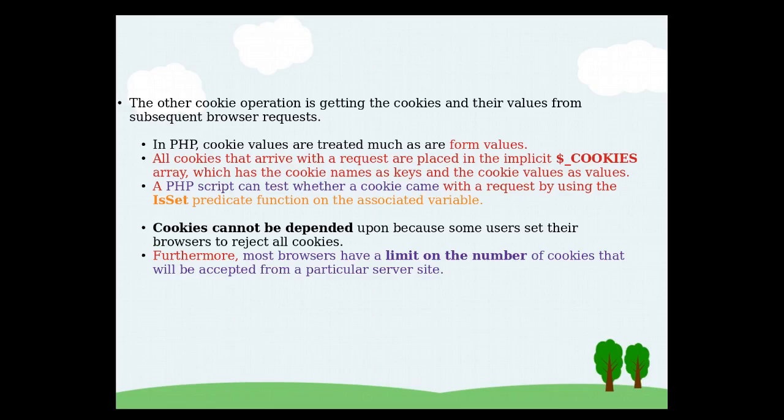The other cookie operation is getting the cookies and their values from subsequent browser requests. How is it possible? In PHP, cookie values are treated the same as form values, and so we have an implicit array called $_COOKIE. It keeps all the cookies that arrive with a request, with the cookie names used as keys and the cookie values as values. A PHP script can test whether a cookie has come or not by using the isset predicate function.